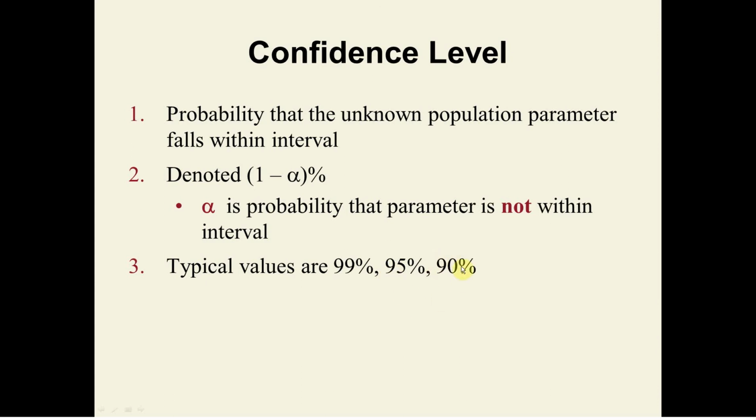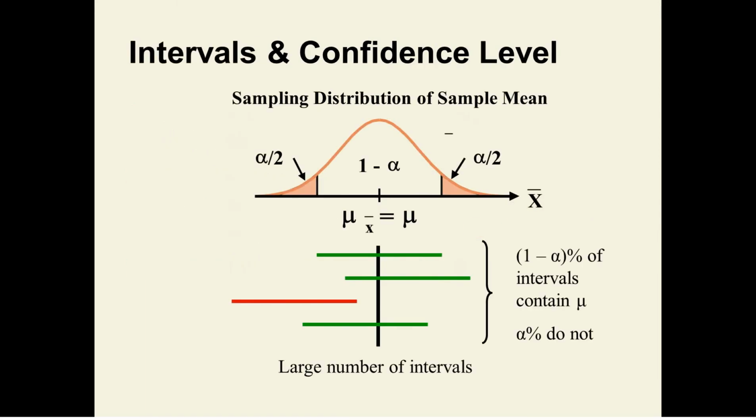And then you can see that the lower the confidence, the smaller the confidence interval can be. But the problem is it increases my chance of being wrong, or not capturing it. So I can be more accurate or I can be more confident, but I can't be both. So let's talk a little bit more about what intervals and confidence levels are.